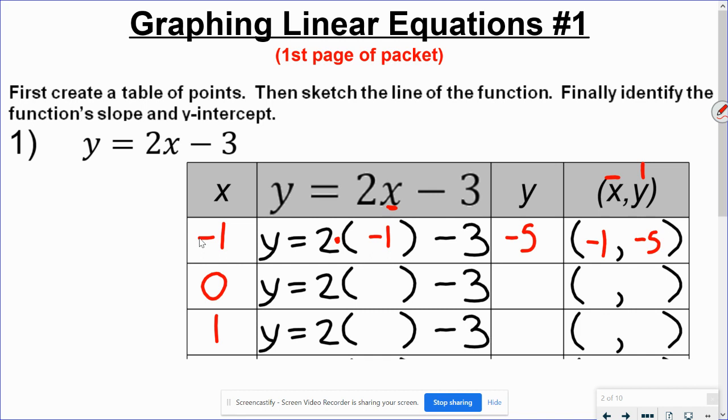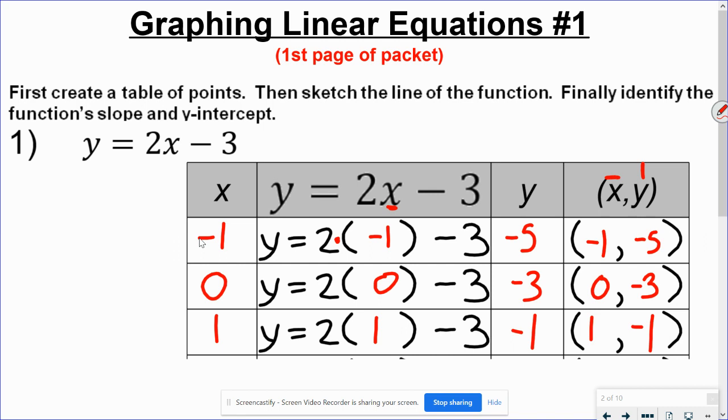Then we just go on to the next ones. Plug in 0. 0 times anything is? 0. Minus 3? Negative 3. So our next ordered pair is 0 and negative 3. Last one. Plug in a positive 1. 2 times 1 is 2. 2 minus 3. So we get a negative 1.